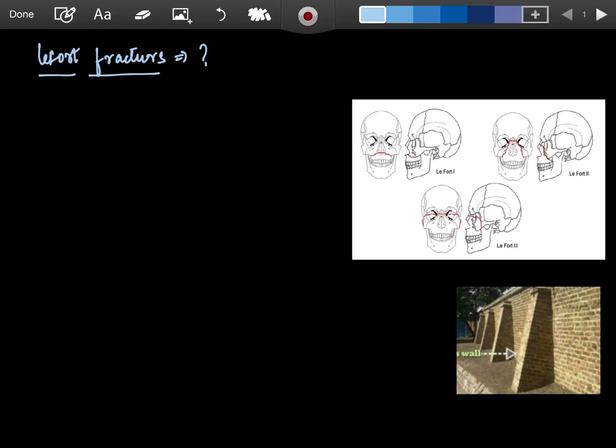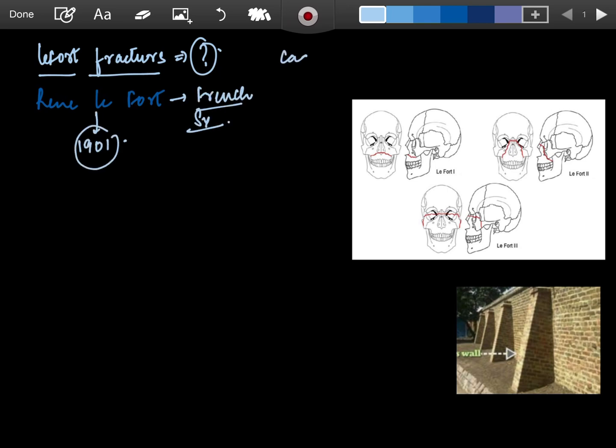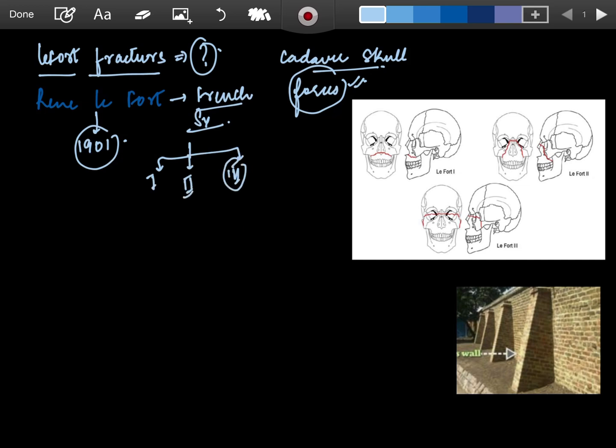In this video, we will discuss the LEFORT fractures. There was a person named René LEFORT, who was a French surgeon. In the year 1901, he did experimental studies on cadaver skulls. He used a variety of forces and saw the different types of fracture that occur on the midface. So he classified them into 1, 2 and 3.